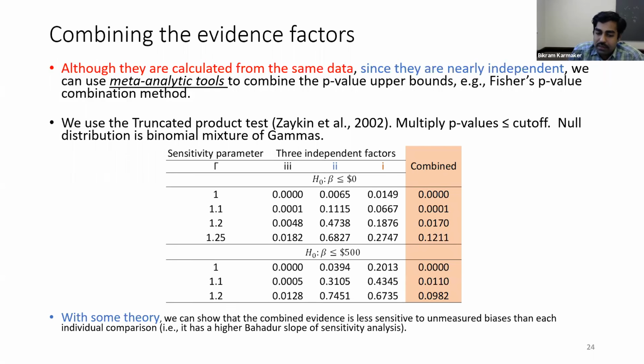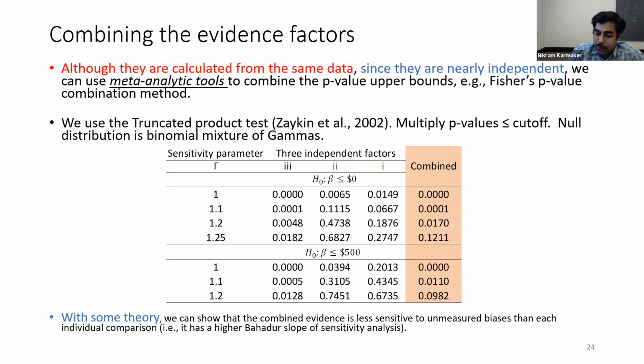The one we use is slightly more general than Fisher's. So we use Zaykin et al.'s truncated product method, which emphasizes p-values which are smaller. So it takes the product of p-values less than a cutoff, and the null distribution of this becomes a binomial mixture of gamma distributions. Okay, so I added an additional column where along every row, I have combined the 3 p-values using the truncated product method, and I got a combined pooled evidence.